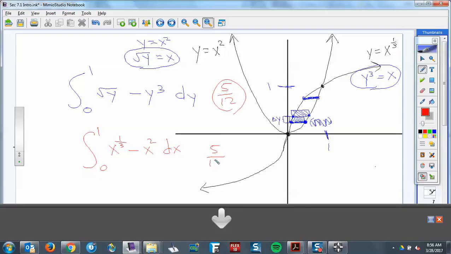Both get 5/12, which makes sense that we should. Okay? So think about what we're doing. We've got this space, and we're trying to find the area.